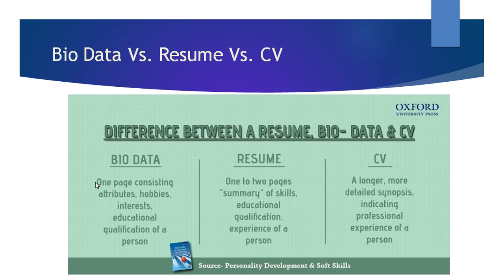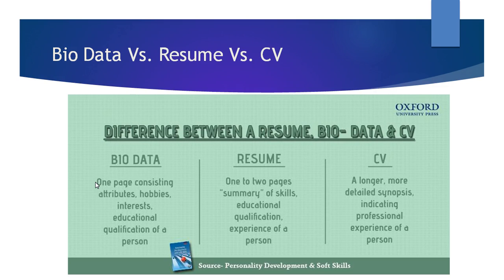Biodata is actually a one-page document which consists of, I would say, the hobbies and the personal interests, educational qualification, these kinds of information about a person. Fine. So we very well know that we send biodata when we are going to have a marriage proposal or something, right? So a small photograph and attributes, hobbies, interests, and educational qualification of a person make up a biodata.